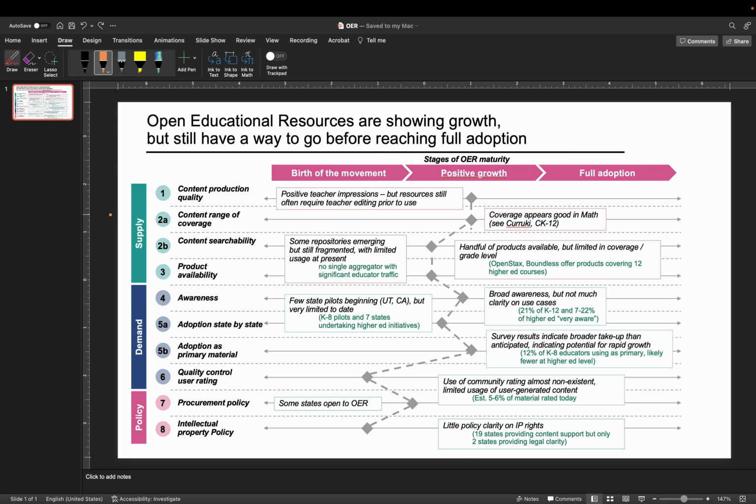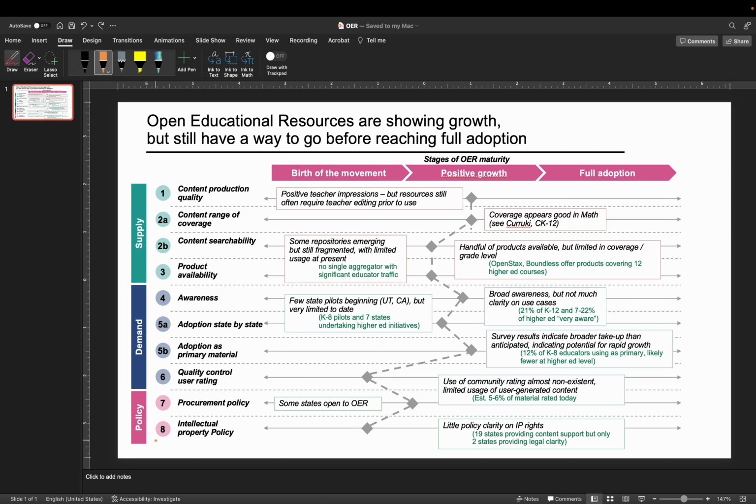I can tell at the top that the stages of open educational resource maturity are plotted left to right, from birth of movement to positive growth to full adoption. Likewise, if we look at the left side, they've plotted the different aspects by group. We have supply, demand, and policy. And then, of course, we have the individual items right here, numbered 1 through 8.